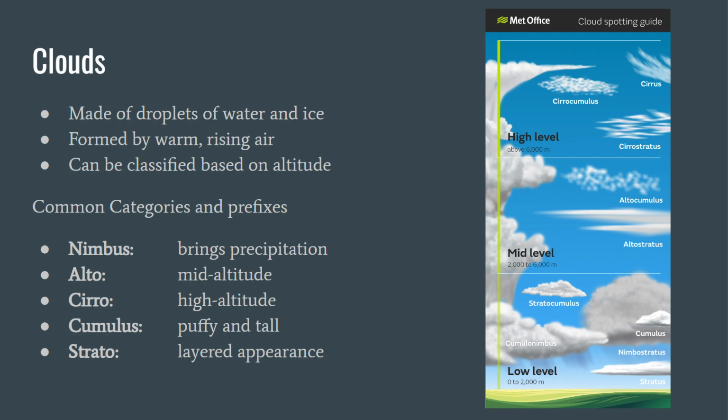When you see these prefixes, nimbus means bringing precipitation, alto means mid-latitude, cirro means high altitude, cumulus means puffy and tall, and strato means layered appearance. If I could give you an example, cumulonimbus clouds are tall and puffy, and nimbus brings precipitation, so these are the clouds that bring thunderstorms.